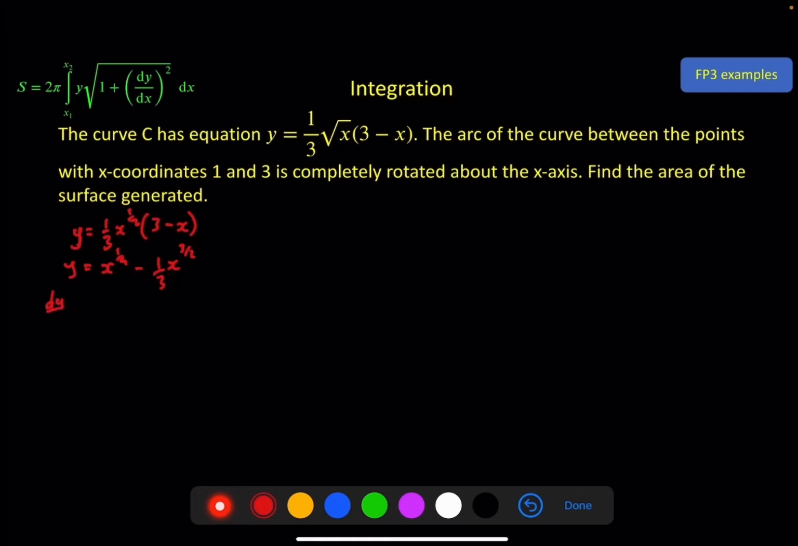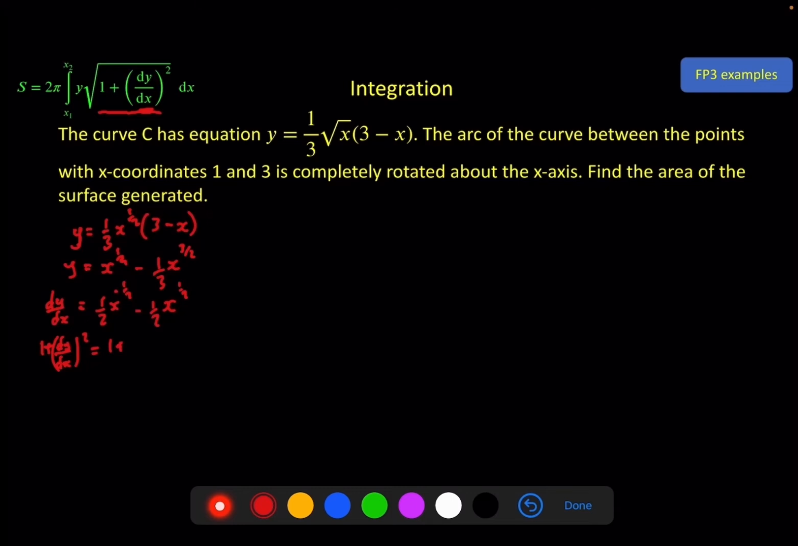So when I differentiate that, I get a half x to the minus a half minus 1 over 2 x to the 1 over 2. So that's the derivative. Now for the rest of the square root, I need to square that and add 1. So let's do 1 plus the square of that.